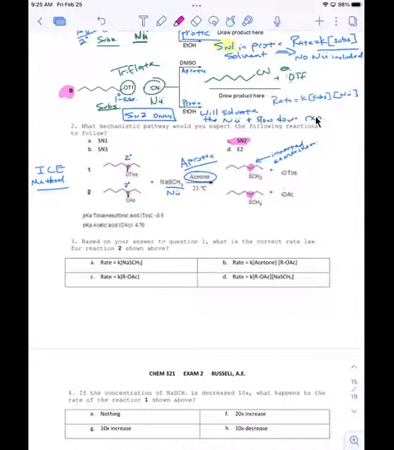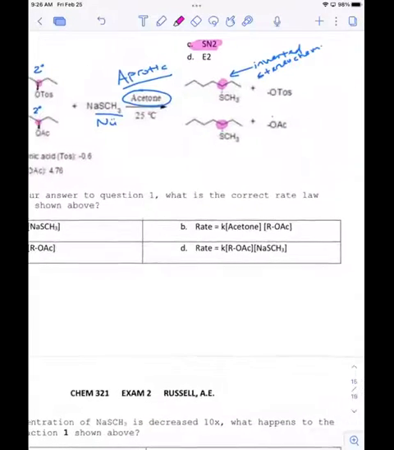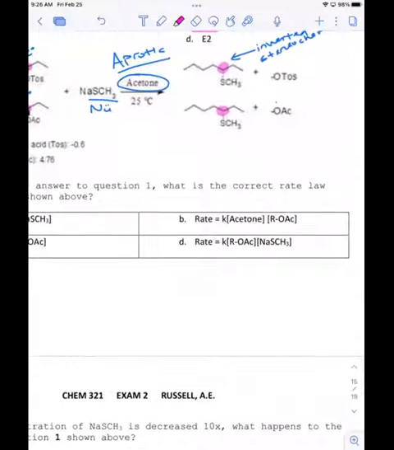All right. So let's go to the next question. Based on your answer to question 1, what's the correct rate law? So if you predicted that it's SN2, what should the rate law be? Just in a generic sense. Would it be D? Yes. That RX is just an abbreviation for the substrate.